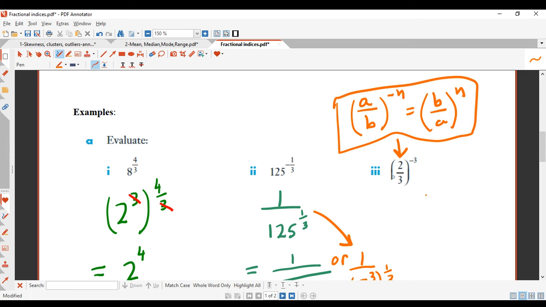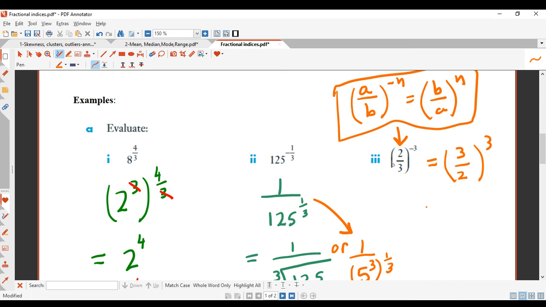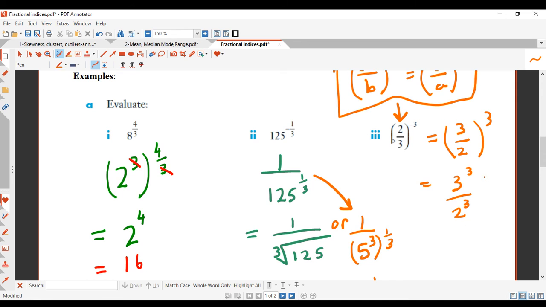So the way that it applies to this, of course, is I'm going to flip the fraction and change the sign of the power. Okay, so now that's going to be 3 cubed over 2 cubed, which is 27 over 8.